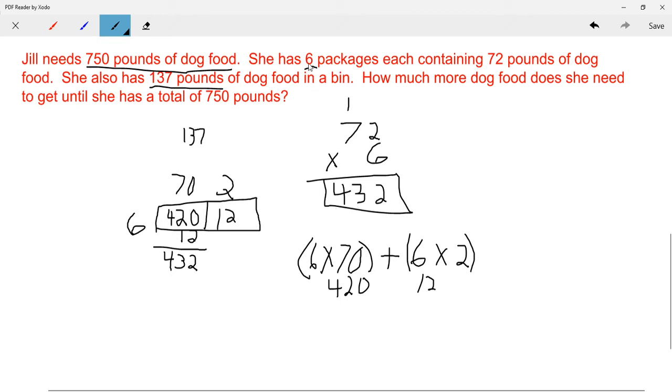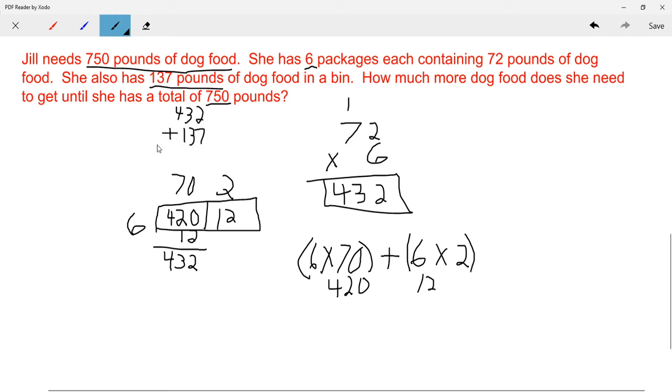Well, this is how much dog food she has in these packages. Okay? And then she has another 137 pounds. And then we need to figure out how much more she needs to get to 750. So we need to add these two numbers up to then subtract from 750. Technically, we could also subtract 432 from 750 and then subtract 137 from that number, and it would give us the same thing. But I would rather do an addition problem and then a subtraction problem.